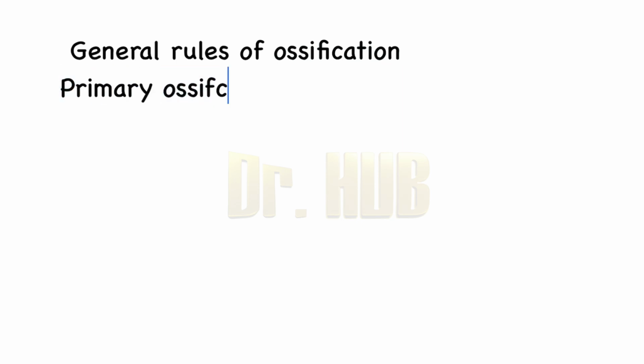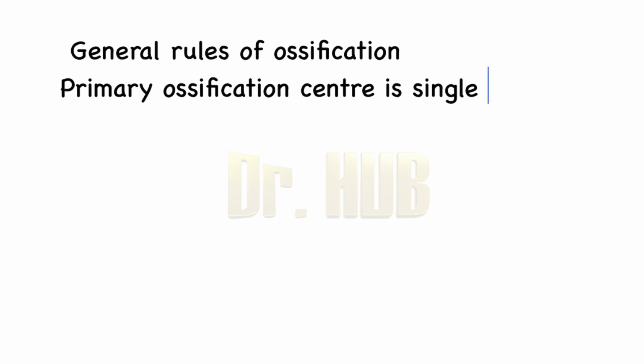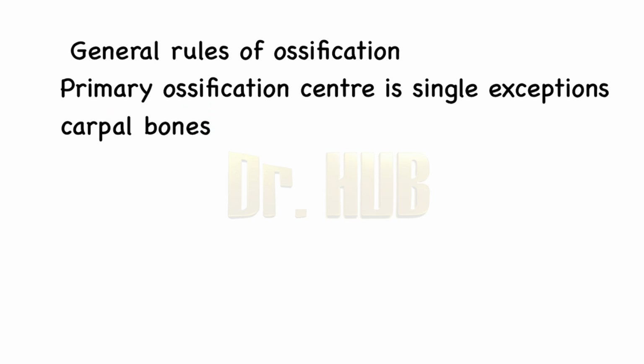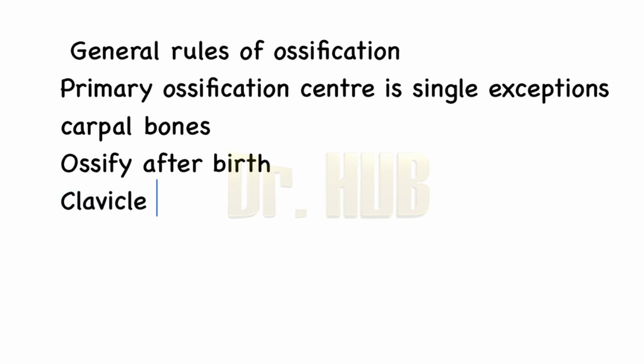General rules of ossification. First, the primary ossification center is single. Next come the exceptions. The exceptions include the carpal bones, which ossify after birth, and the clavicle, which has two primary ossification centers.